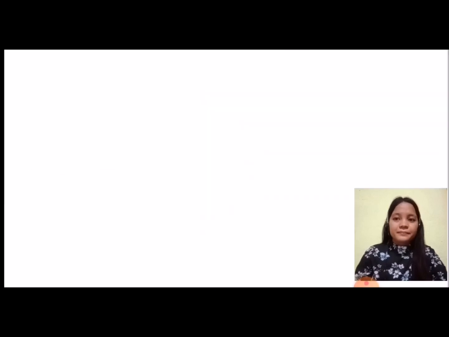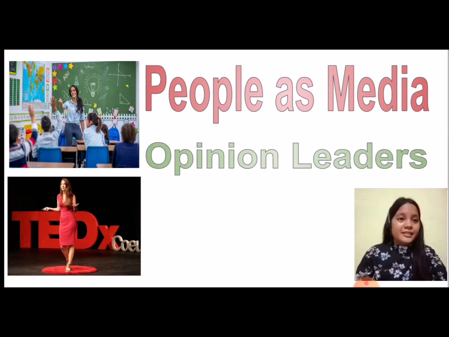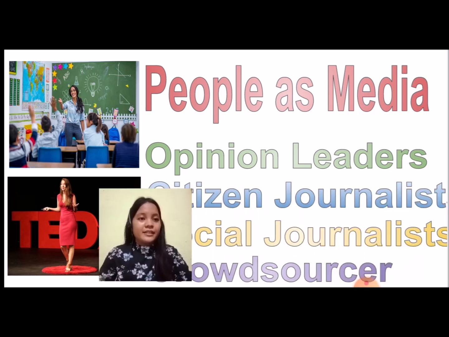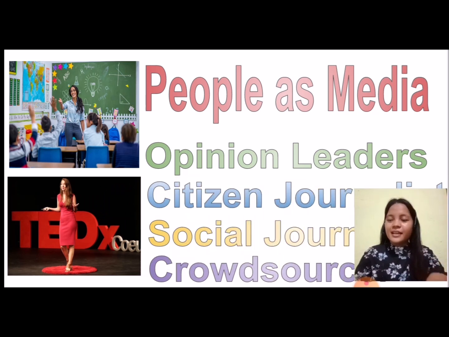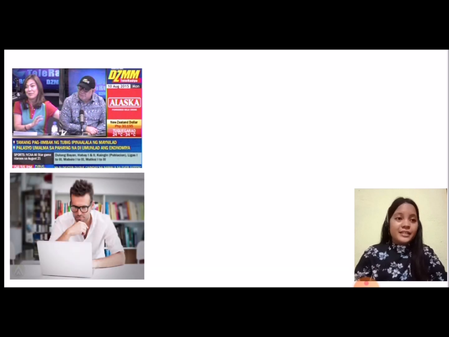As a recap, again, we have people as media and its types. Categories: opinion leaders, citizen journalists, social journalists, and crowdsourcer. Yes. Okay. I hope everything is clear and that you are able to follow. Now, let's move on to people in media. This is the second type of people media, right? We have the anchors and a blogger as initial examples.